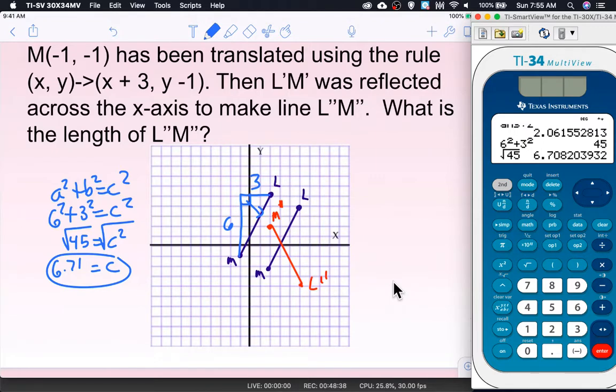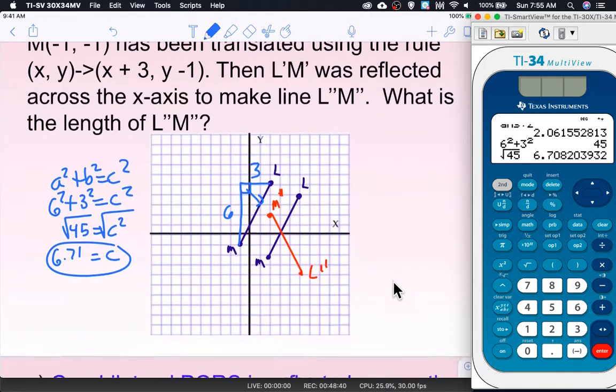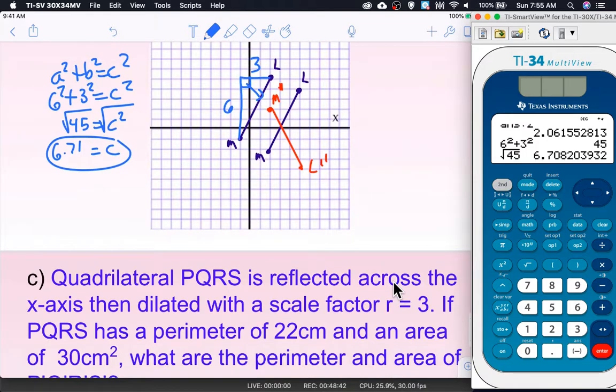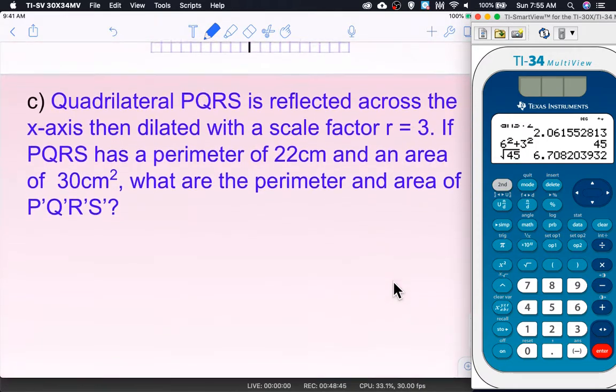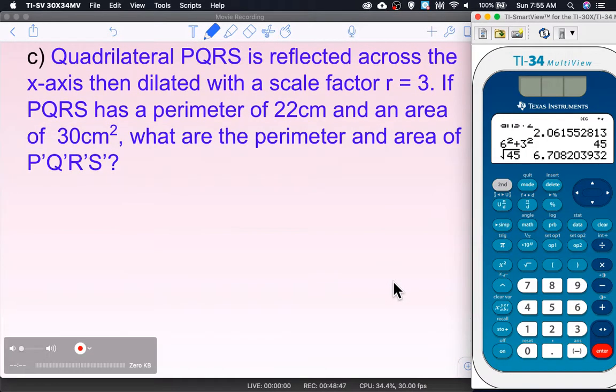Work smart, not hard. That's the advantage of being smart and thinking through a problem: you can make those kinds of decisions on your own.